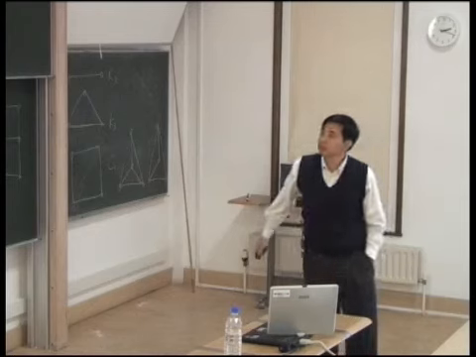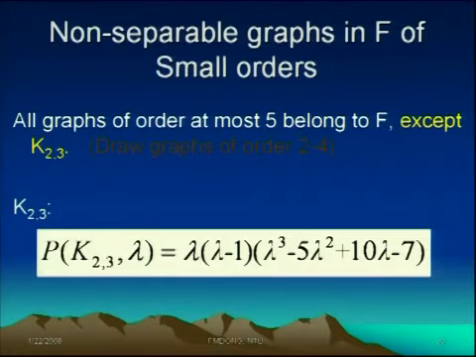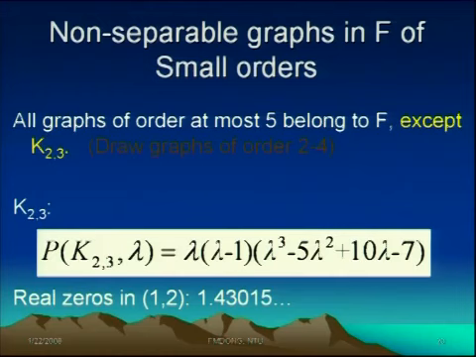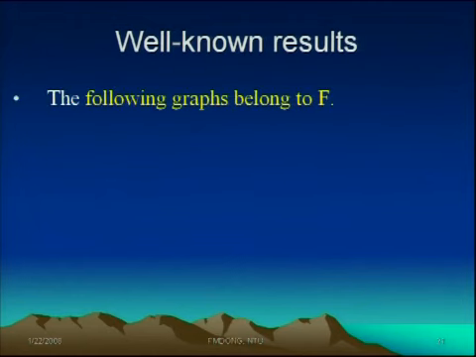Now let's see the counterexample K2,3. K2,3 is not in F. The chromatic polynomial we can find, and its real zero is about 1.4 something. K2,3 is a quite important graph here. Later I will show you some results about K2,3 again.